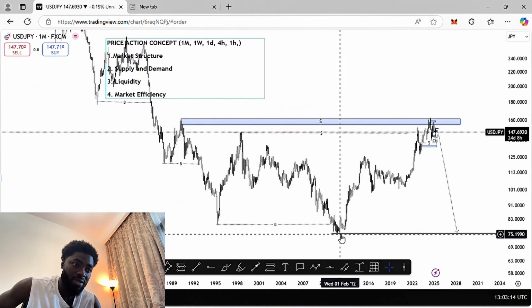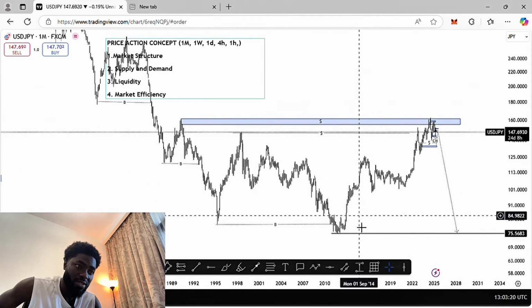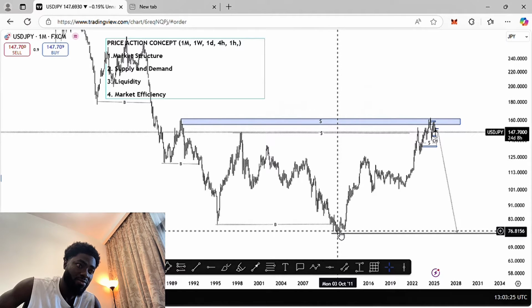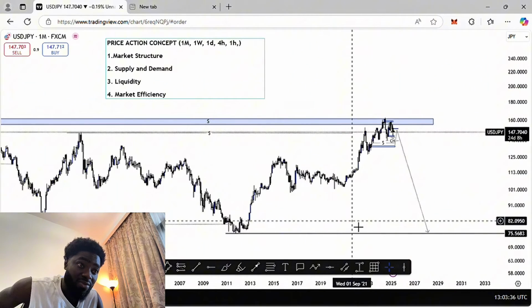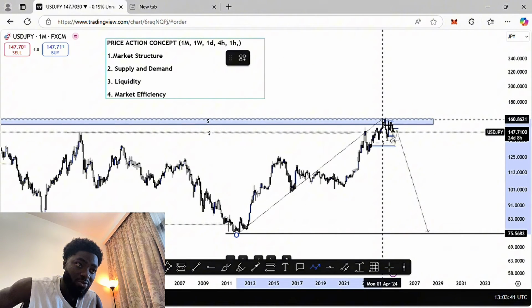Because look, 2013 the market started from here to this top. 2013, so how many years now? I think 2013, 14, 15, 16, 17, 18, 19, 20, 21, 22, 23, 24, 25, which is 12 years. When price started from here, it took 12 years.